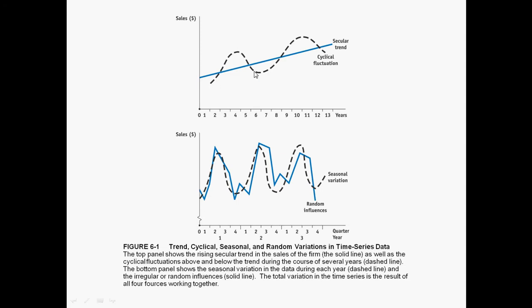So if this is what the data looked like, then the best analysis of it would be, okay, well, there's cyclical fluctuations, and there's a secular trend. If you didn't take the secular trend into account, then you'd probably make mistakes. You want to recognize both those phenomena and then incorporate that into your analysis.